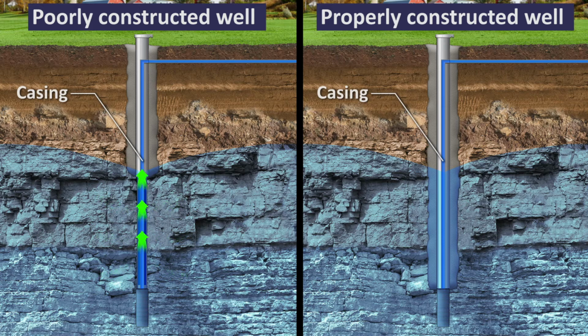When comparing two wells at the same depth, the well with shorter casing may have much different water quality, even though they are right next to each other.